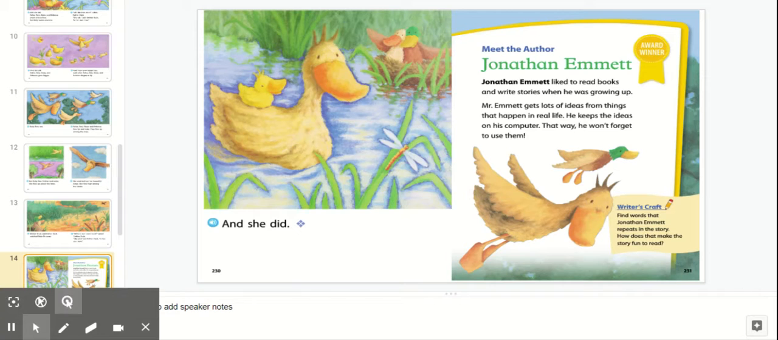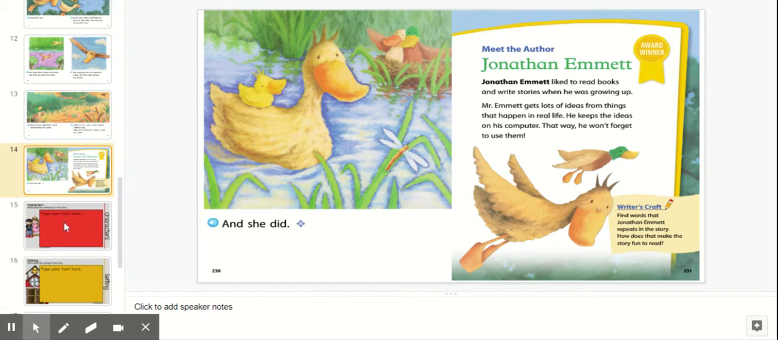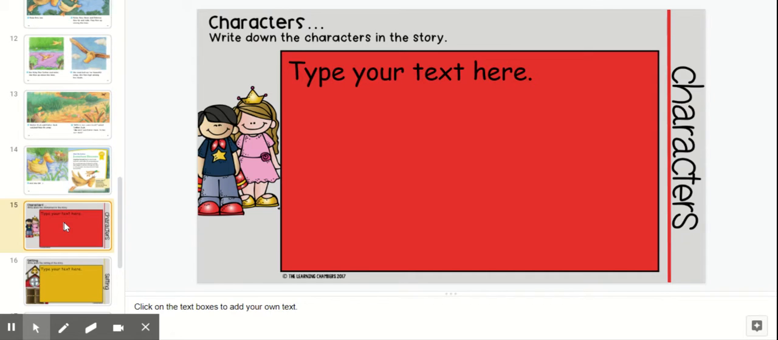Okay, so we're going to actually go to the next slide. I'm going to show you what you're going to do, and then you can stop the video and complete slides 15, 16, 17, 18 on your own, okay? So again, we're talking about the parts of a story. And here on this slide, we see characters. And it says here, write down the characters in the story.